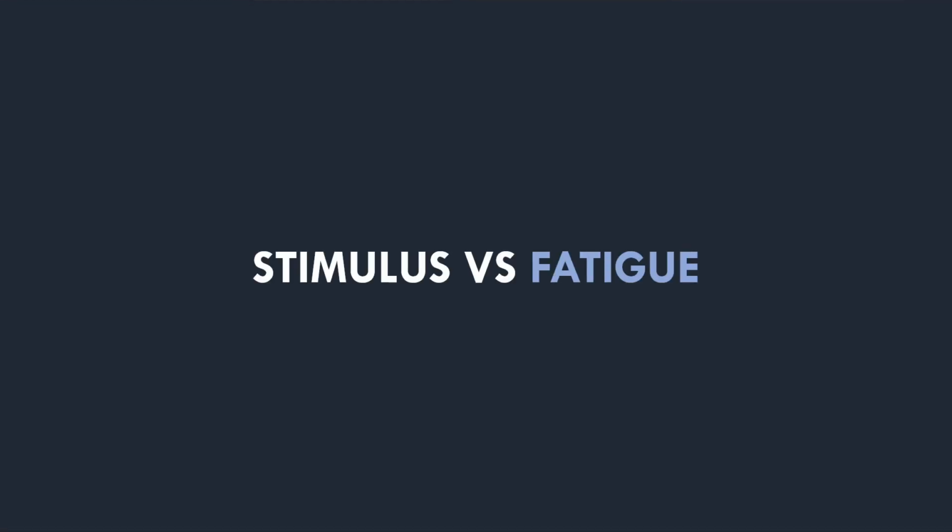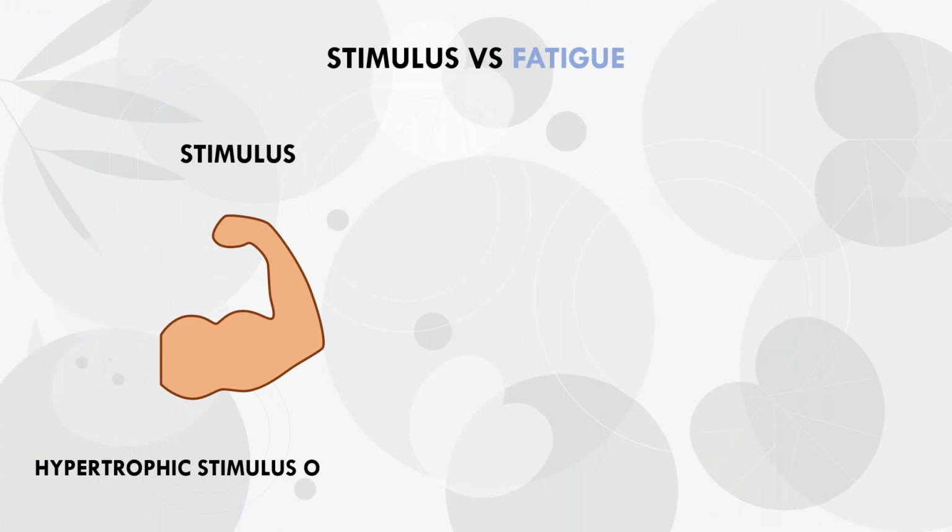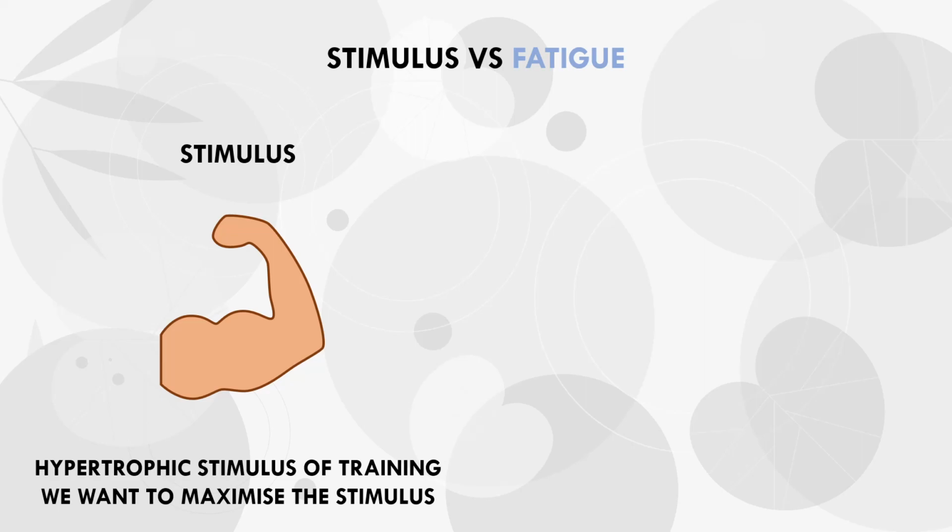To decide which exercises are best for muscle growth, we also need to understand the concept of stimulus and fatigue. Every exercise we perform results in a hypertrophic stimulus and also induces fatigue. The stimulus side of the equation refers to the hypertrophic stimulus of the exercise. There are multiple factors which go into what makes an exercise more or less hypertrophic, and we'll be covering this in relation to exercise selection throughout this video. But essentially, we want to provide the best hypertrophic stimulus possible to result in the greatest muscle growth response.